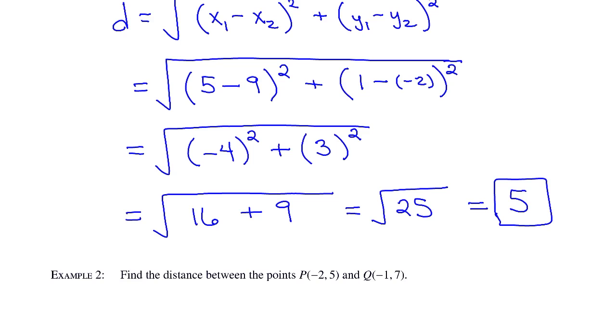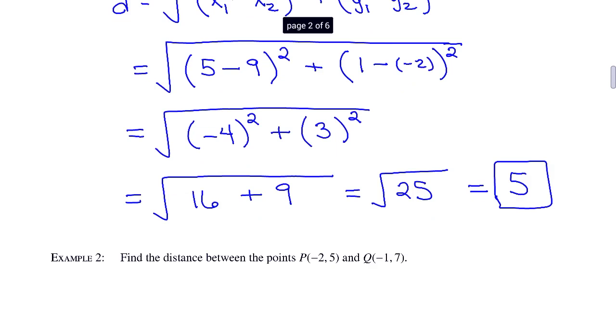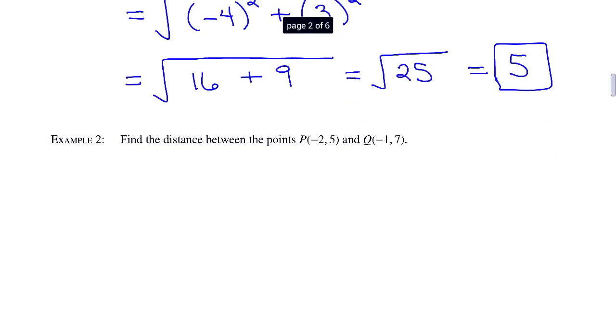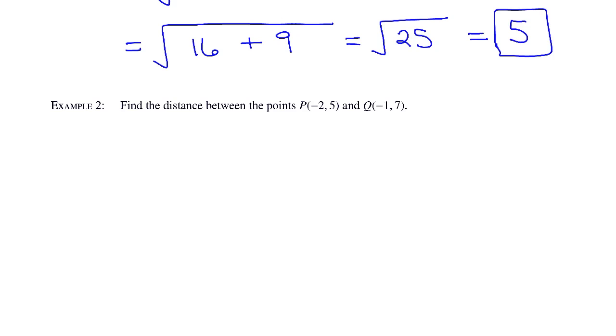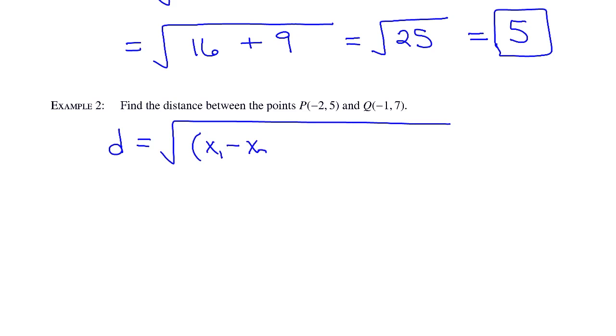Let's take a look at example 2. Find the distance between the points P(-2, 5) and Q(-1, 7). So we have d equals the square root of (x1 minus x2) squared plus (y1 minus y2) squared. Again, I'll designate P as the first point and Q as the second point.